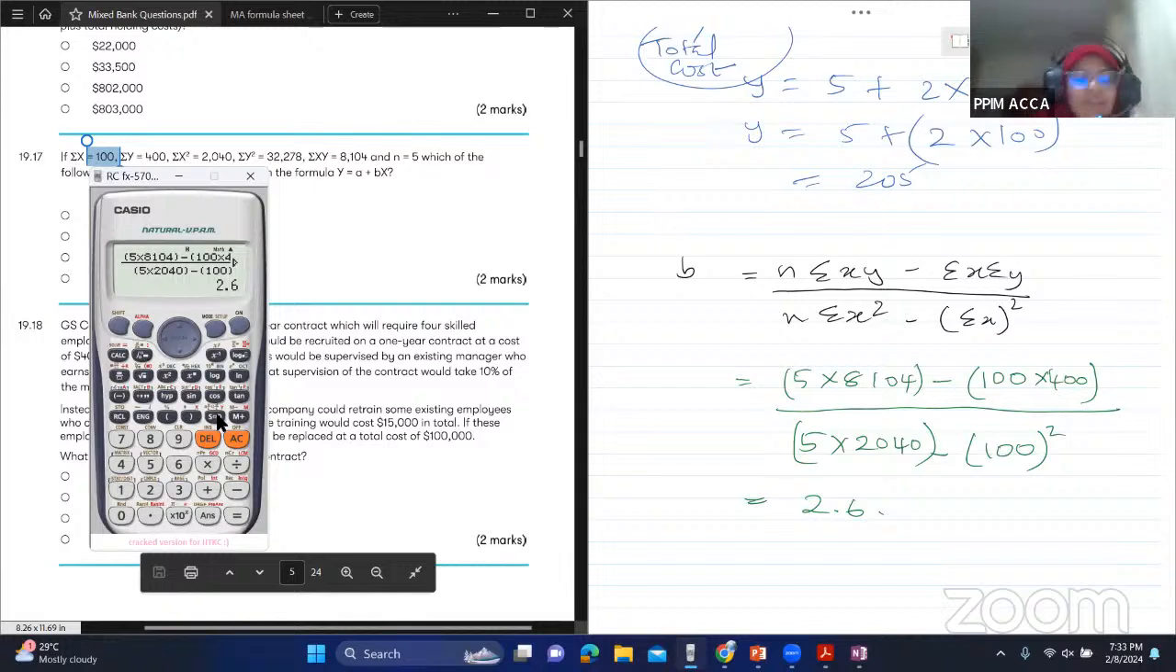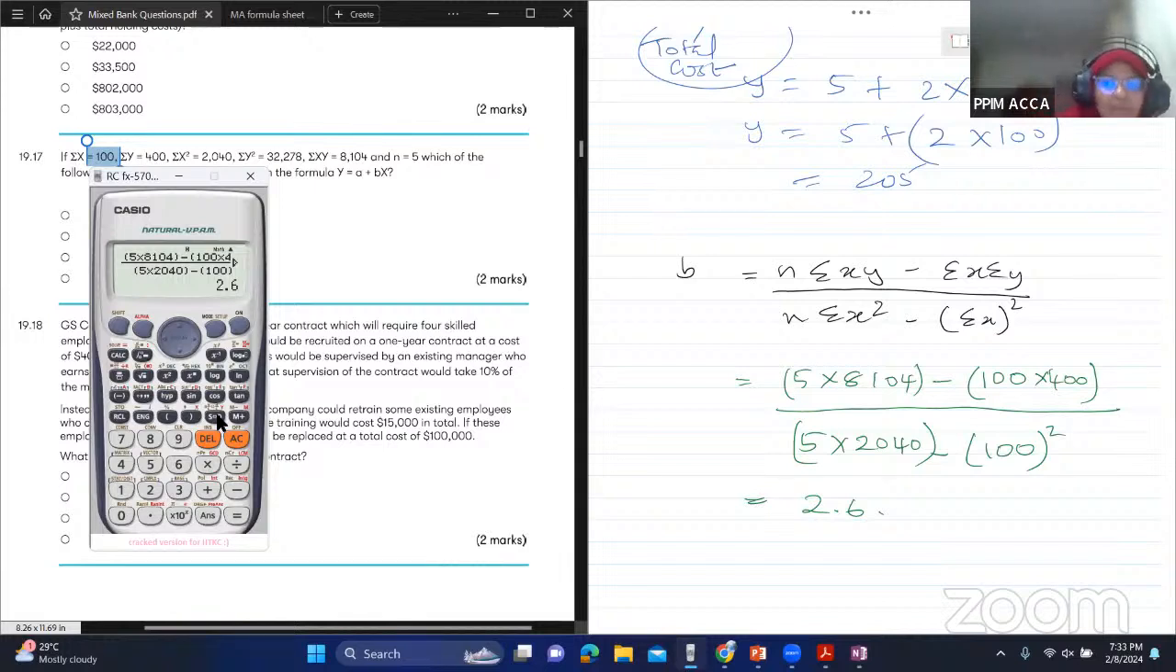2.6. Okay, so if you don't have a calculator where you can put the fraction like this, if you're using a Casio FX 100 MS or 991 MS, then what you have to do is get the answer for 5 into 8,104 separately. Then 100 into 400 separately. 5 into 2040 separately. 100 squared separately.